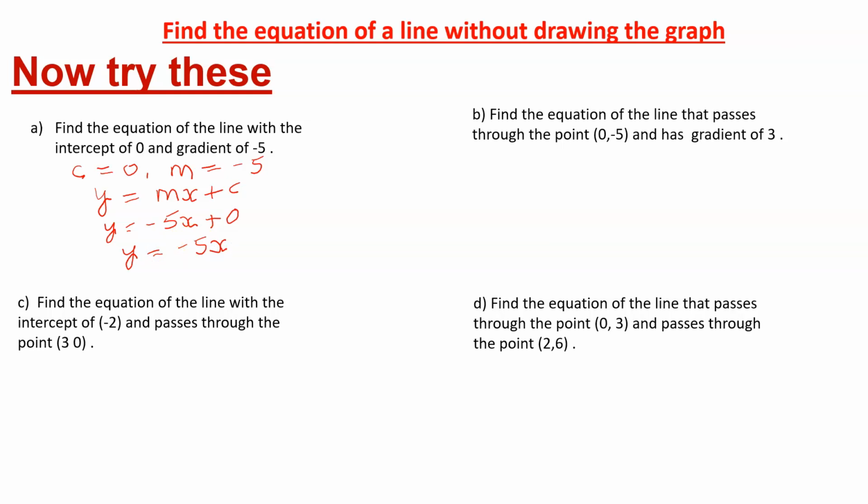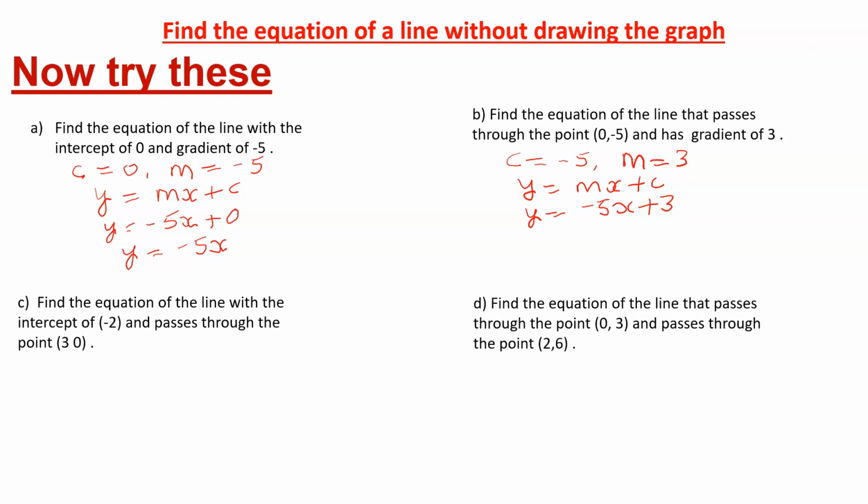And example B, find the equation of the line that passes through this point. Again, this point here is the intercept. So our c, we can read from there because 0, 3 is where the graph crosses the y-axis. And then your m is this time minus 5. Put them together, y equals mx plus c. What is the m? m is minus 5, so that gives you minus 5x plus 3.